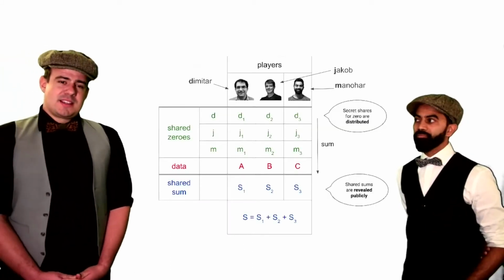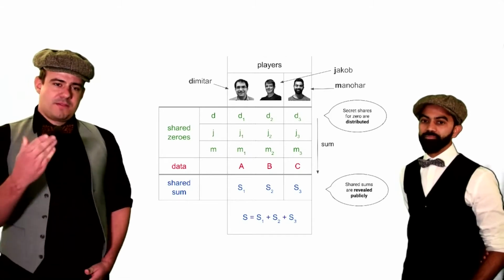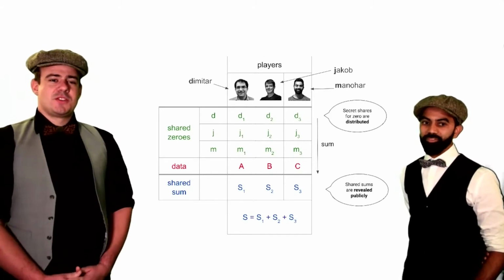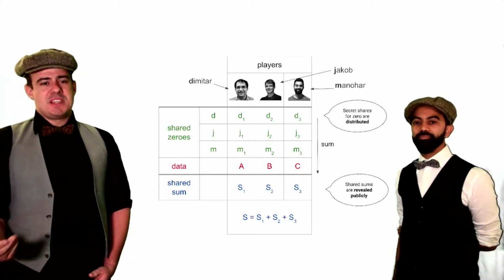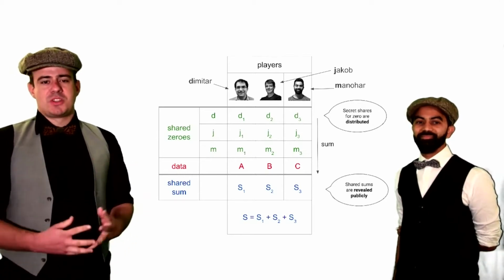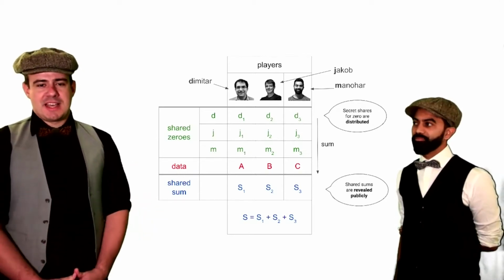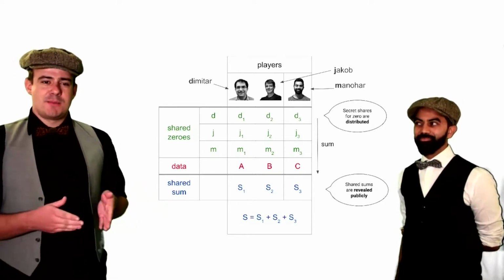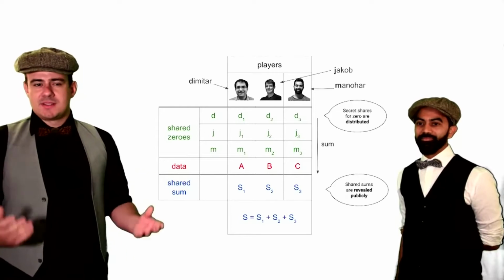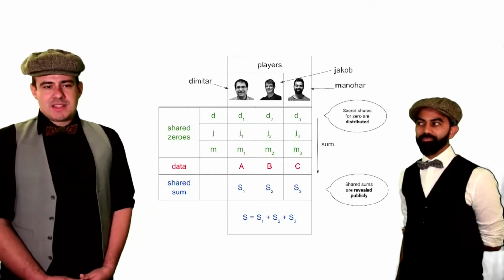As an example, I'll give you this specific use case here. We have 3 people, Dimitar, Jakob, and Manohar, who each have a secret number, A, B, C, which they do not want to reveal. This could, for example, be their salary. Yet they all want to compute the result of the sum of these numbers to, for instance, calculate an average. So how is this done?